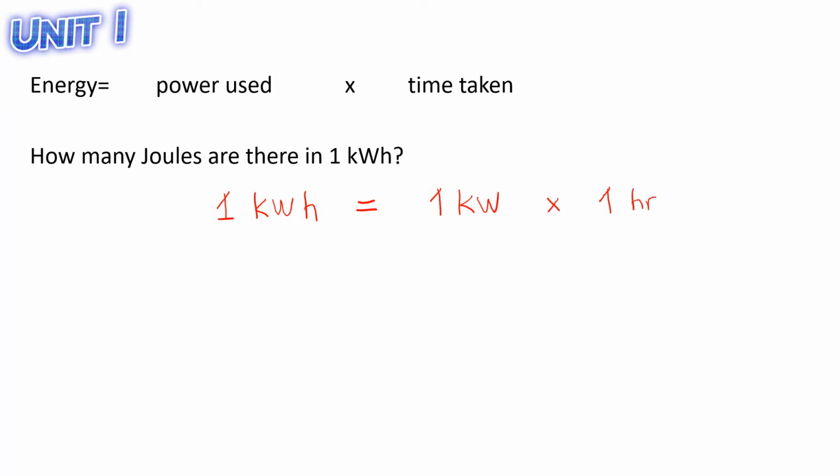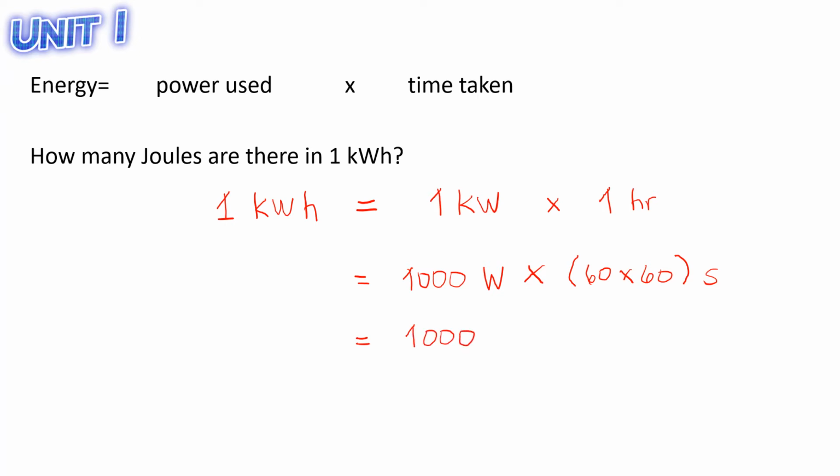Now let's convert your kilowatt into watts. Again, 1 kilowatt is 1000 watts. And in 1 hour, how many minutes and how many seconds? As we all know, 1 minute has 60 seconds, and in 1 hour there are also 60 minutes. So we're going to multiply 60 by 60 seconds. That will be your 1000.